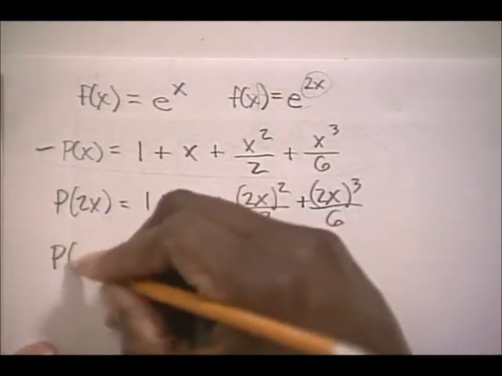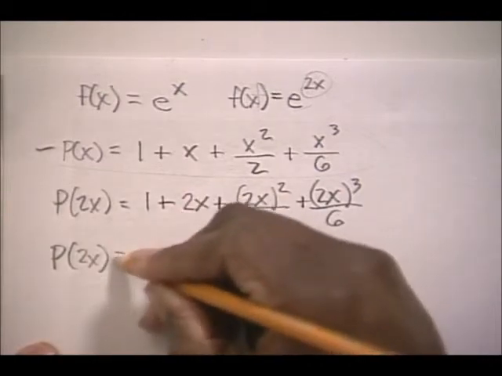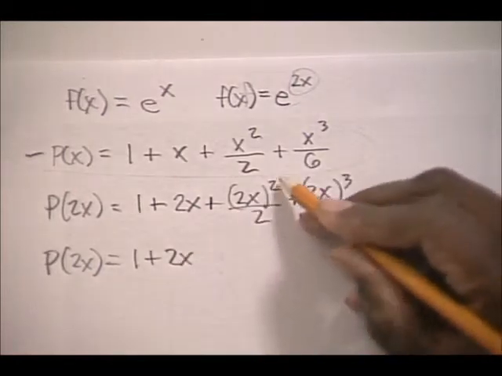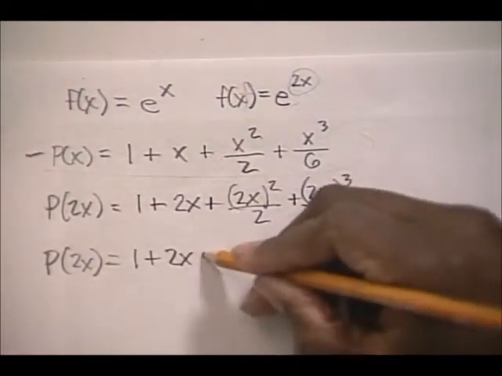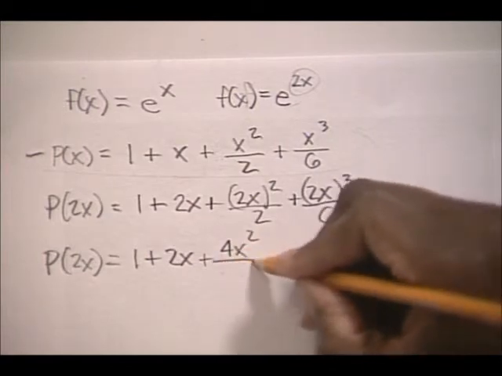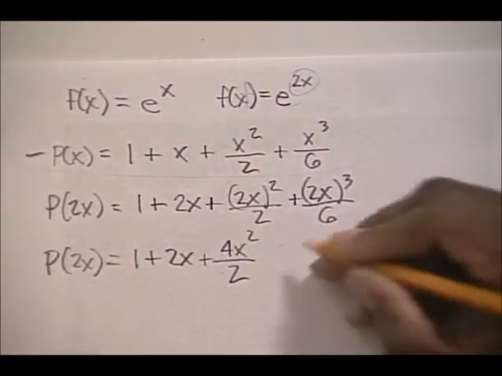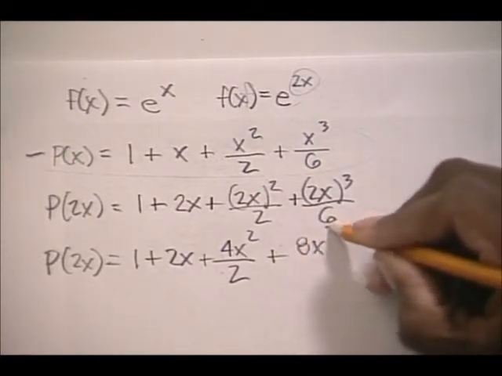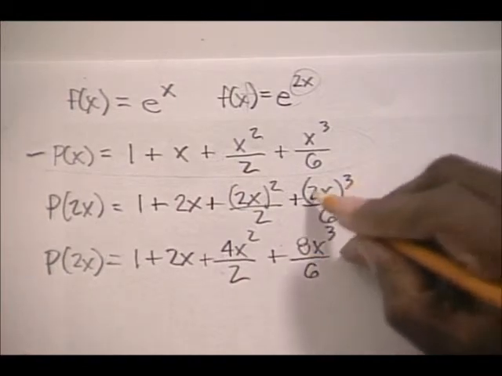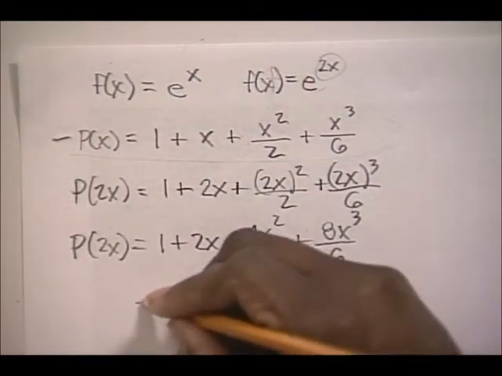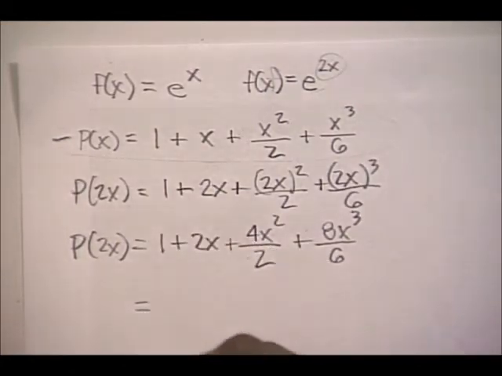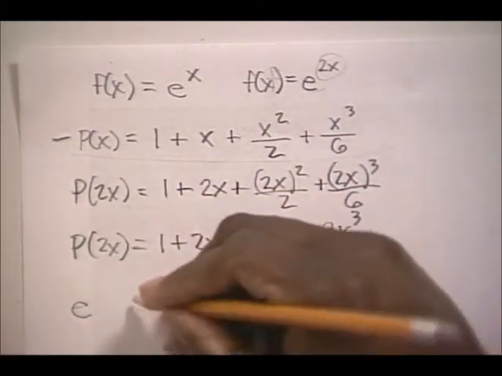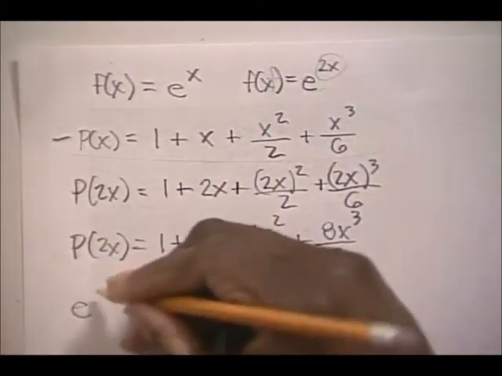We only have a little bit of time left. So you'd end up with 1 plus 2x, and you would square 2x, so you'd end up with plus 4x squared over 2, plus 8x cubed over 6. I just distributed the 3 there. And you'd end up with an approximate value of e to the 2x.